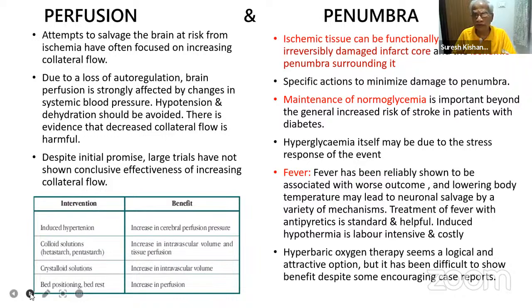maintain these things, but first thing is maintaining normoglycemia becomes very important. Whenever you suspect, see that the blood sugar levels are maintained well. If there is any infection, treat the fever, and hyperglycemia is also not to be overlooked. Hyperbaric oxygen therapy again is beyond the control of the general practitioner. Next slide.